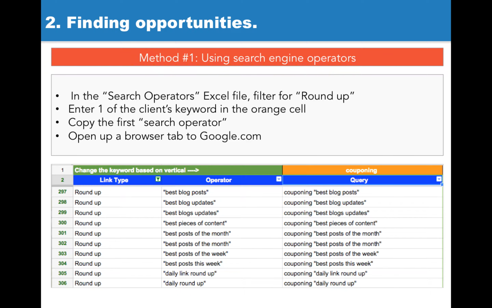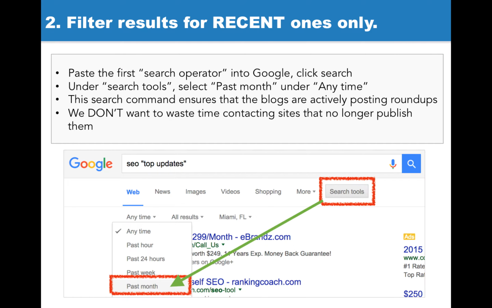The first one is going to be covering how to use our trusty old search engine operators. So we're going to navigate to the Excel sheet. We're going to filter it for roundups, and we're going to type a keyword up in here based on the client. Then we're going to open up a tab for Google, and we're going to copy and paste that search operator in there.